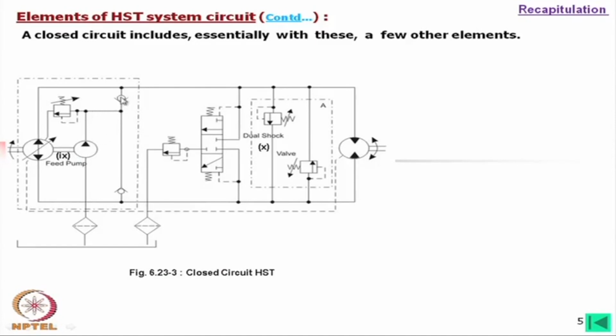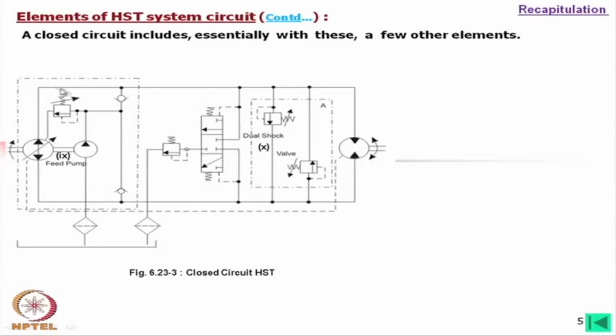And then what we find, the two non-return valves. Suppose the oil is flowing from the pump like this. This means that this is high pressure oil, because it is rotating the motor. So, due to this high pressure, this will remain closed and oil will go through this check valve or non-return valve to this side.